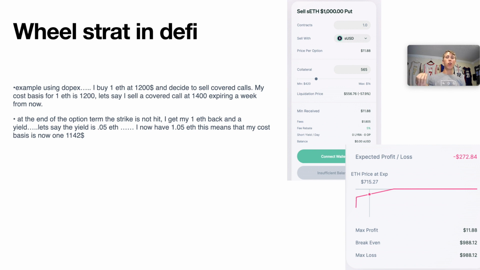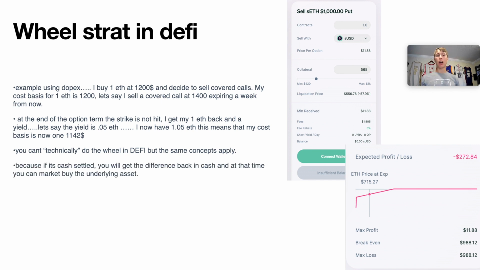I got more than just 1 ETH for the $1,200 that I spent because of the premiums I received. So you can't technically complete the full wheel in DeFi since these are cash settled, but the same concepts apply. The main difference here is that you get the difference back in cash. It's not ideal, but at least you can just go market buy the asset when you get that back, and you can consider the premiums, etc., and still get paid to buy the dips and sell the rips.